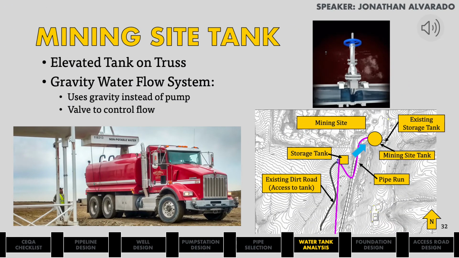My name is Jonathan Alvarado, and here we have provided the client with the new tank that sits on an elevated truss taller than their trucks for easy refilling. Since our storage tank is at a higher elevation, water can be delivered using gravity. Unlike a pump where a constant flow rate is achieved, using gravity will result in a range of flow rates. Therefore, a control valve will be installed so the employees can control the rate at which the water is delivered from the storage tank into their mining site tank. The complete design of both tanks will be presented in the next slide.